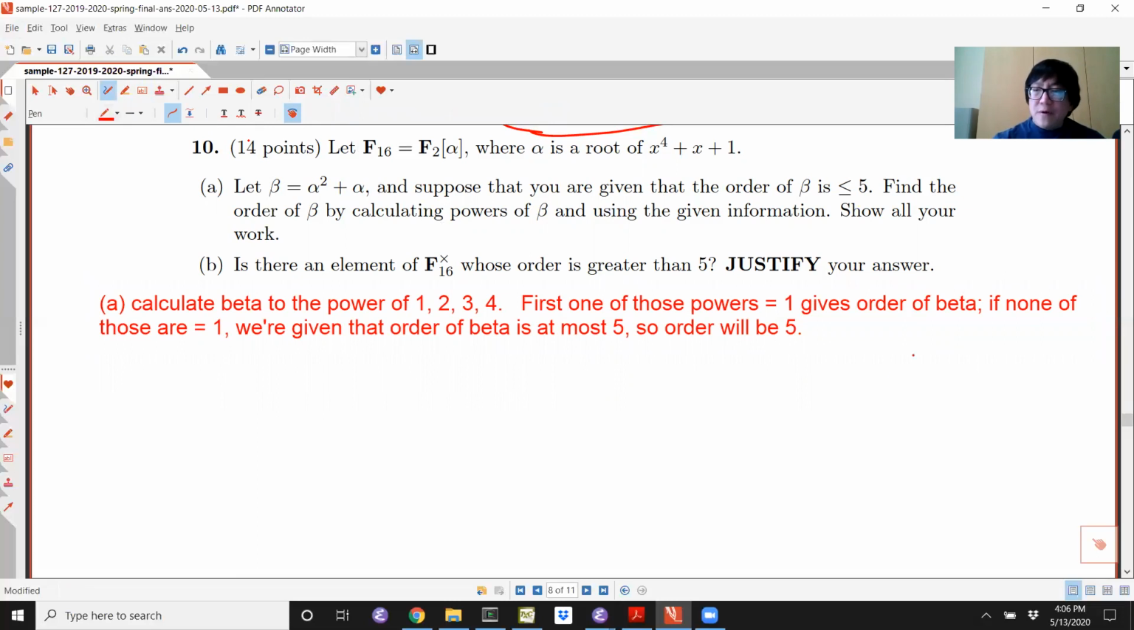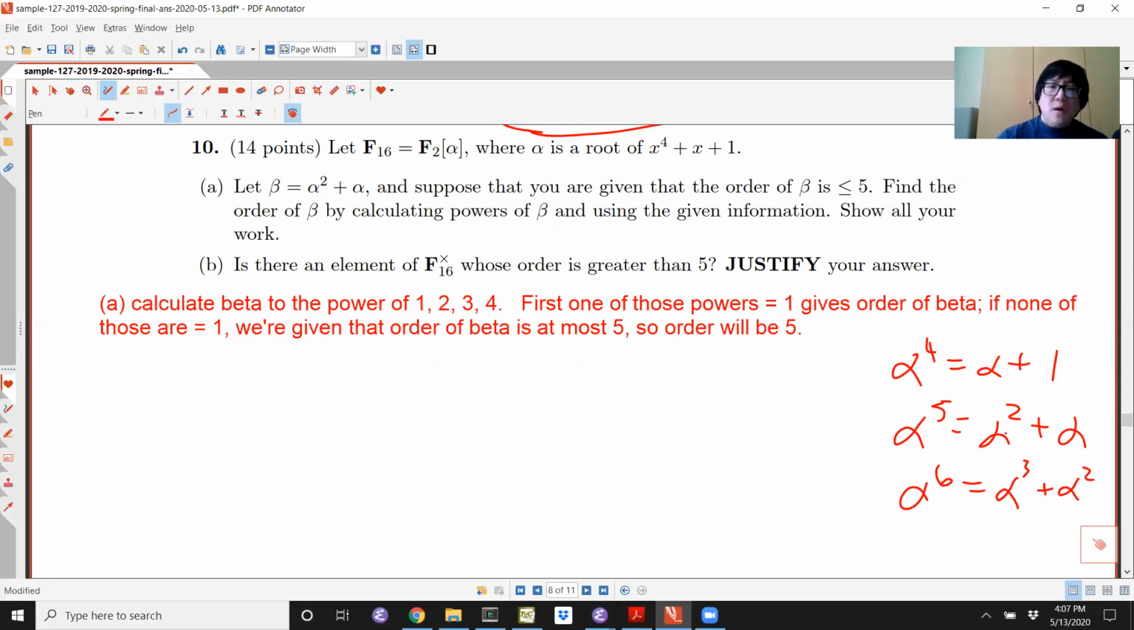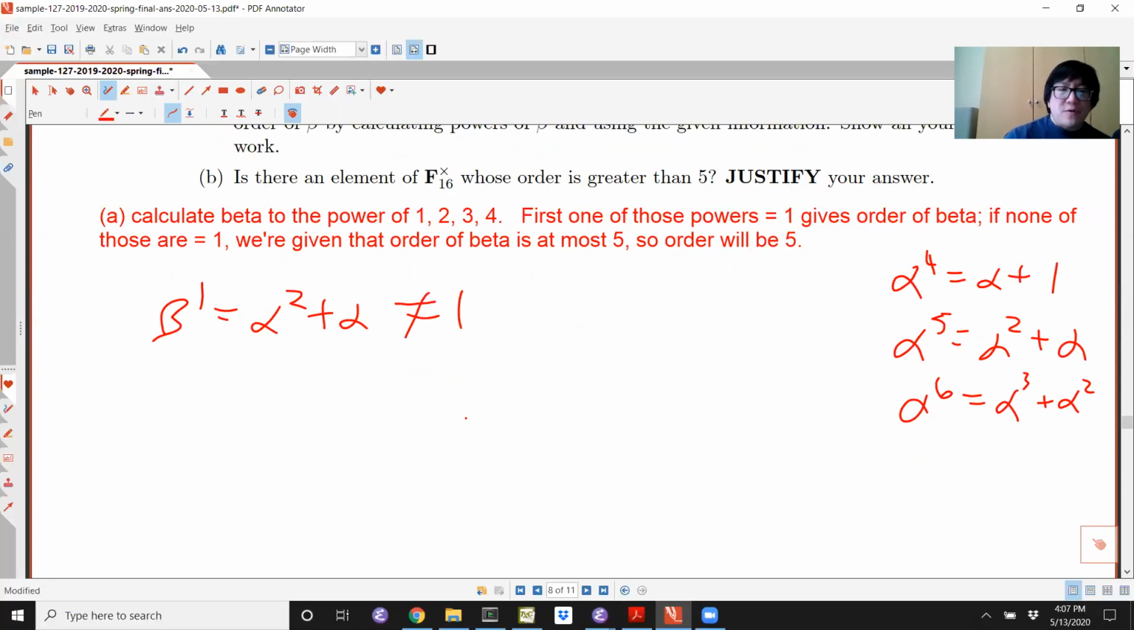So we know that alpha to the fourth is equal to alpha plus 1, which means that alpha to the fifth is equal to alpha squared plus alpha, and alpha to the sixth is equal to alpha cubed plus alpha squared. We're going to use this as we compute powers of beta. Beta to the 1 is beta, which is alpha squared plus alpha. That's not equal to 1 because that's already reduced.